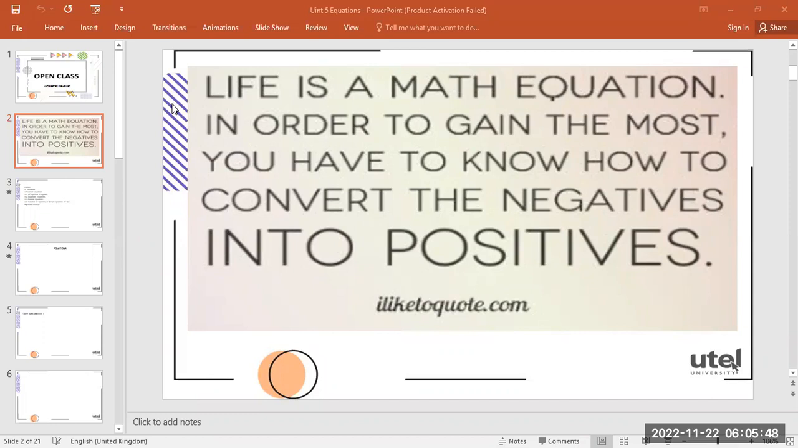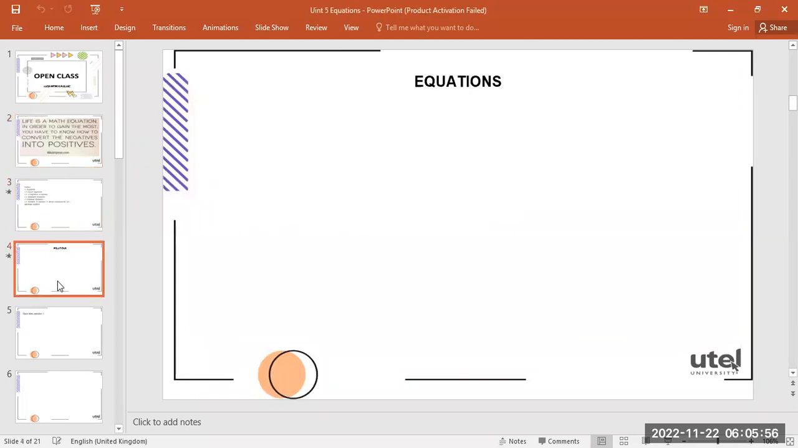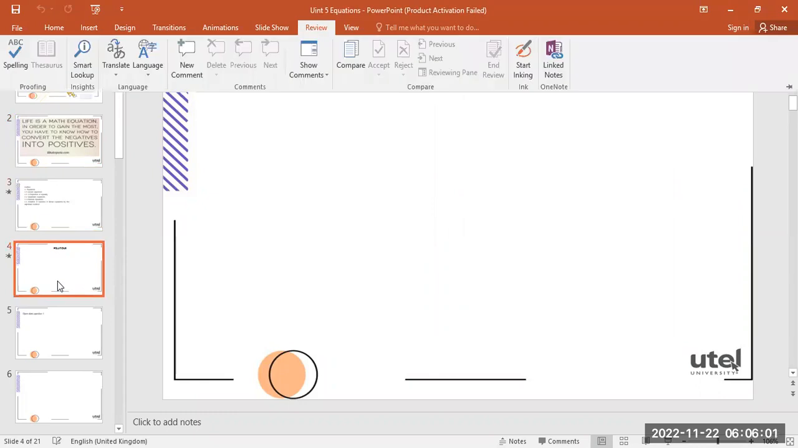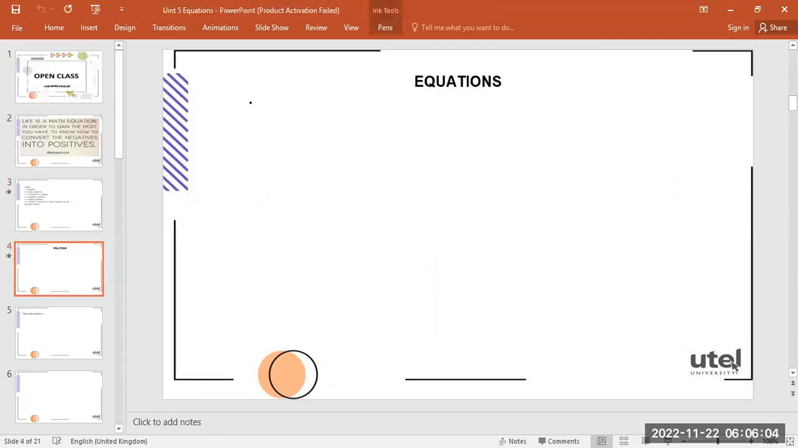Now, in the previous class, we saw that a linear equation is an equation in which the highest power of the unknown is 1. So the general form of a linear equation, as we saw last week, is given as ax plus b equals 0.